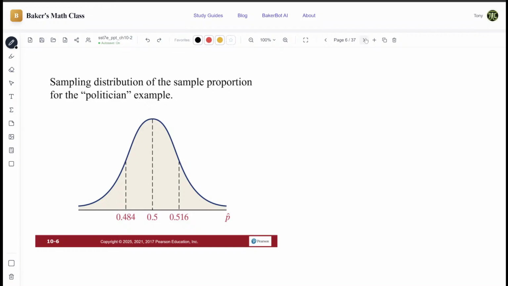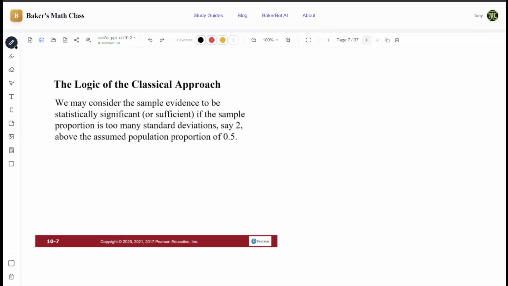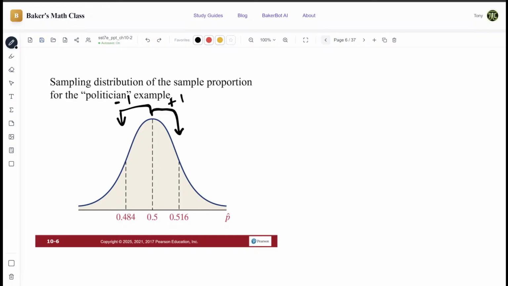So one standard deviation up is 0.516. If we go back one standard deviation, you're at 0.484. Next one. So is one standard deviation enough to say something is unlikely? No, because that's 68% between those, right? And what's the typical basis that we've been using for unlikely? 5%. So we want to go at least two standard deviations.